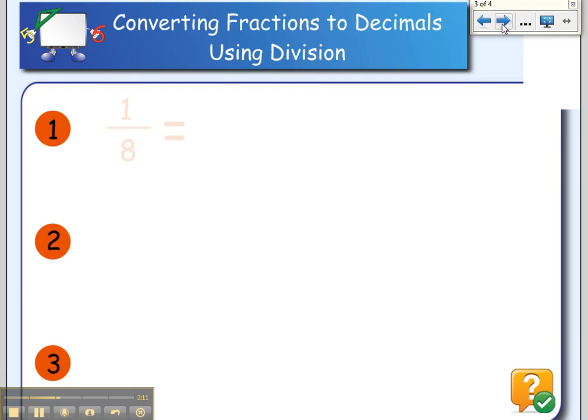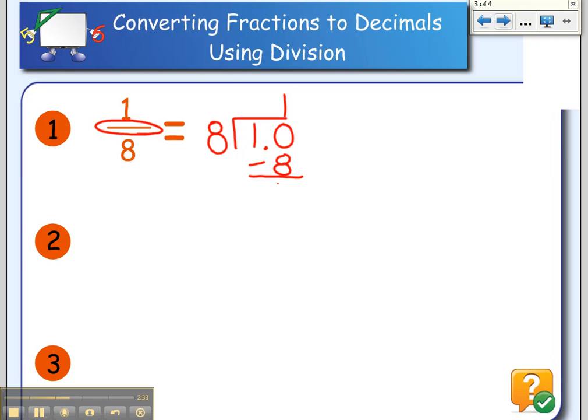So my first one here is going to be 1/8. Again, to do this, I'm going to turn this into a division problem because that's what this middle bar needs to do. I'm going to put my top number in the house, and I'm going to put the denominator out of the house. 8 can't go into 1, so I need to put a decimal point and a 0. 8 can go into 10 one time. 8 times 1, I'm going to get 8.